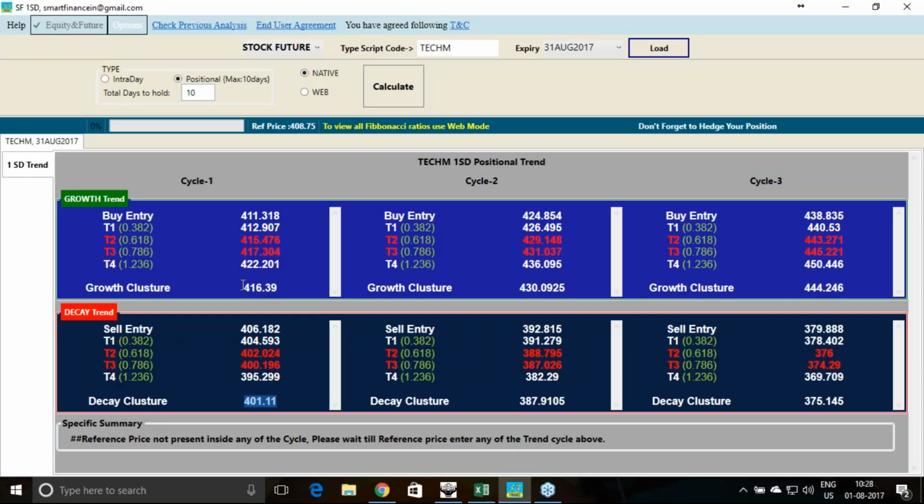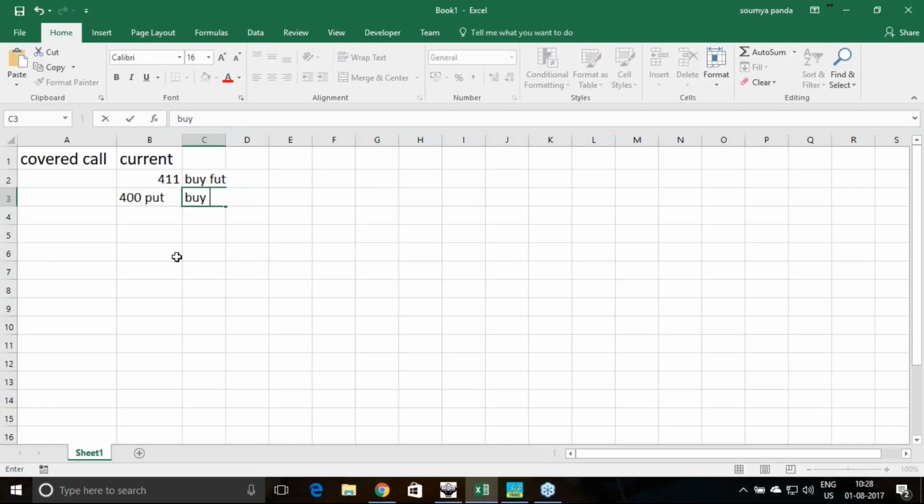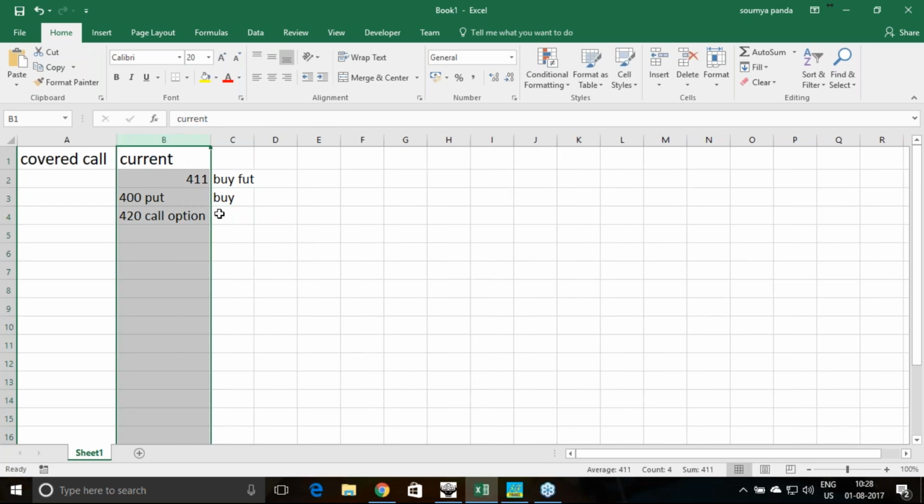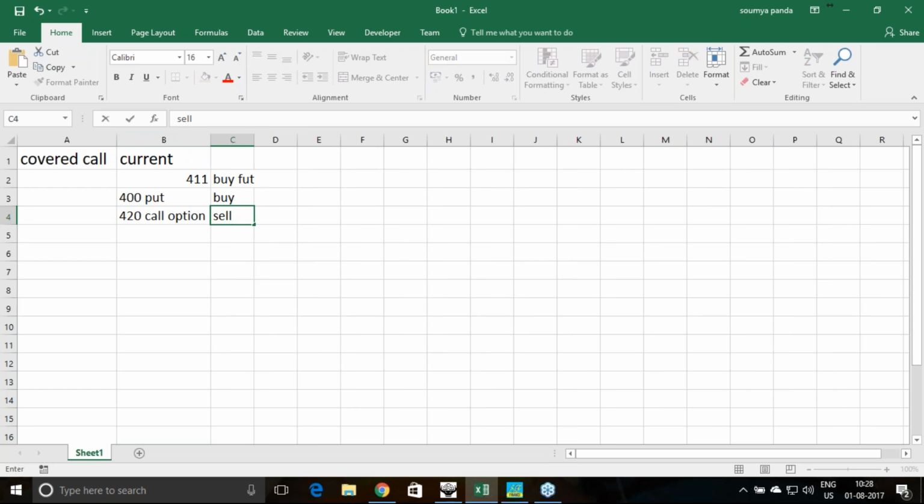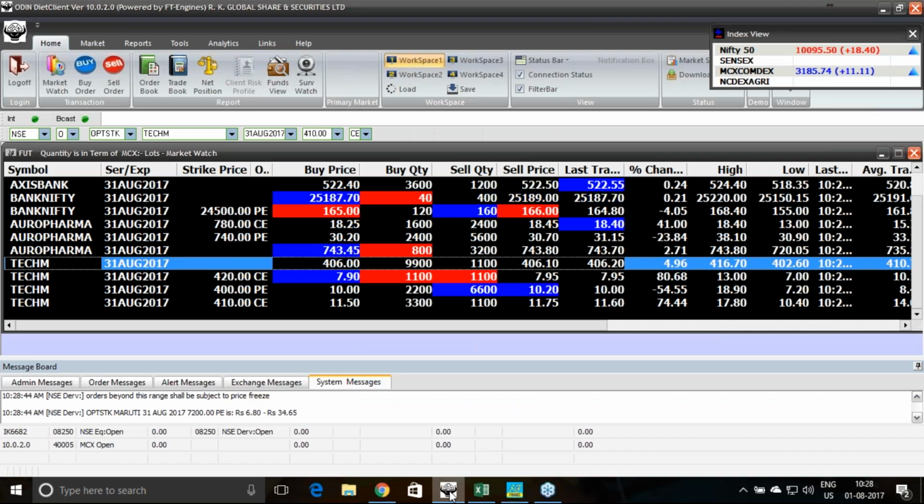I am finding a resistance here at 416. Once it crosses above, it can make higher and higher targets. The nearest strike to 416 is 420, so I will be selling a 420 call option, which is near my uptrend resistance. Why do I sell it? Because for the 400 put option that I am buying, I am paying a great time value to the market. I do not want my strategy to pay more time value to the market, so I sell this call option to reduce the time value component of my strategy.